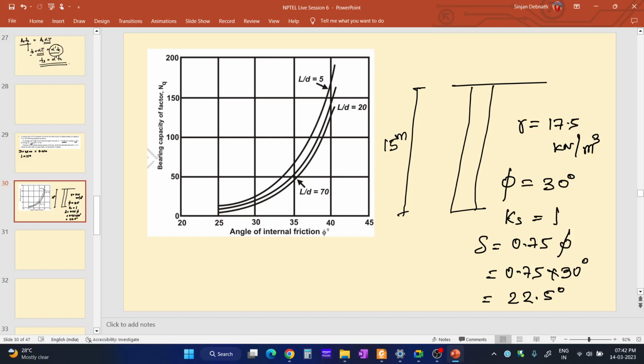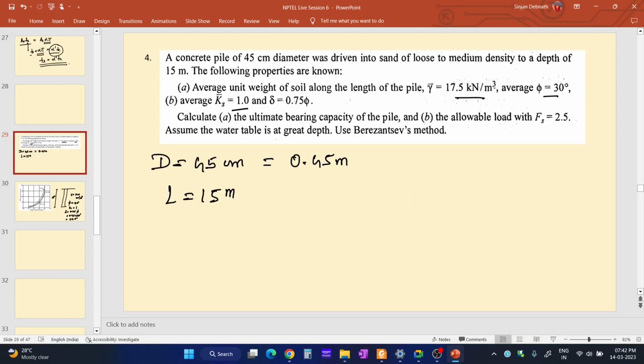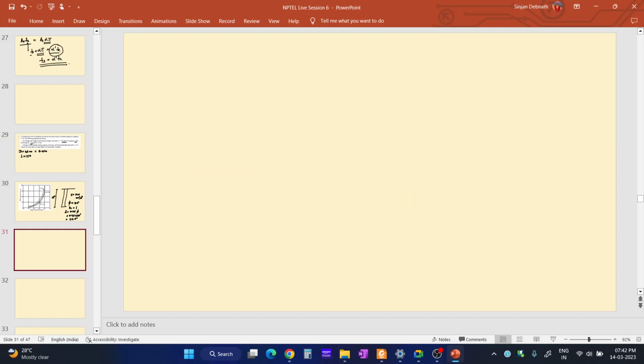So now let me just solve the problem. What we need to find out? We need to find out the ultimate load, and after that we need to use the factor of safety to find out the safe load. So what is the value of QU? This is sand. So QU is equal to QB plus QF. So ultimate load is equal to the total end bearing resistance plus the total skin friction resistance.